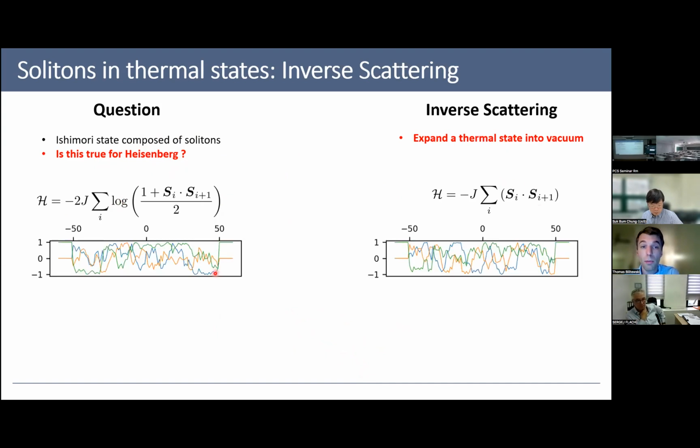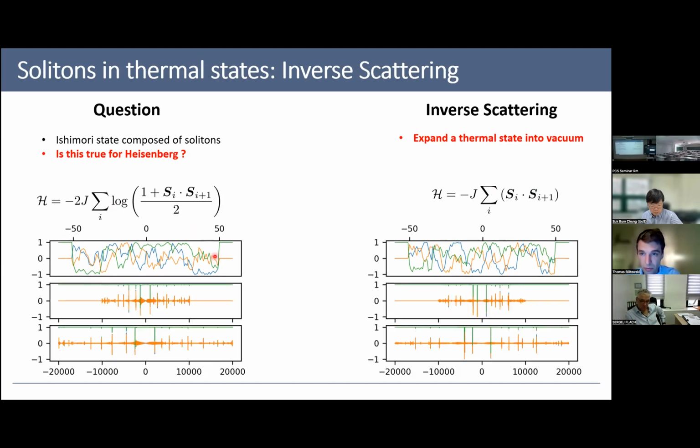I'm going to take a thermal state of 100 sites, embed it in a vacuum state, and I'm now going to expand this state into vacuum. But if I wait long enough, the Ishimori chain, this thermal mess of lots of fluctuations, nicely separates into individual peaks, which are the solitons that we know the Ishimori chain is composed of. But if I showed you this picture for the Heisenberg chain, you couldn't really tell a difference.